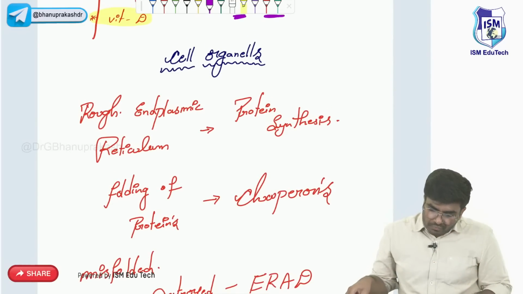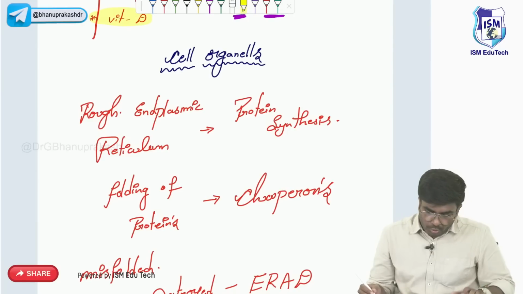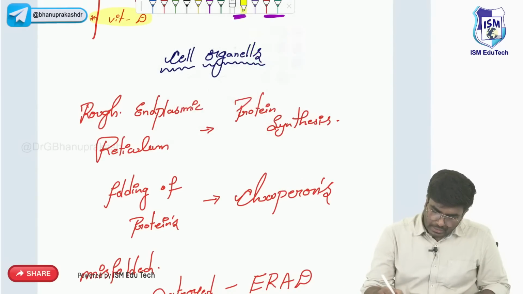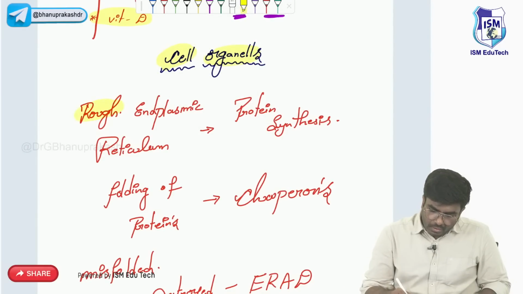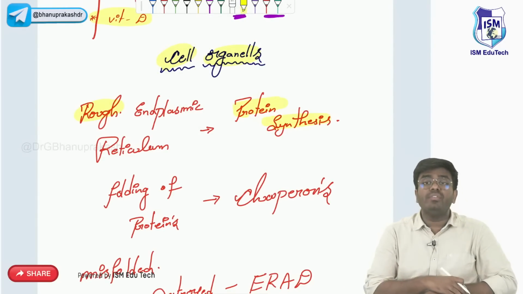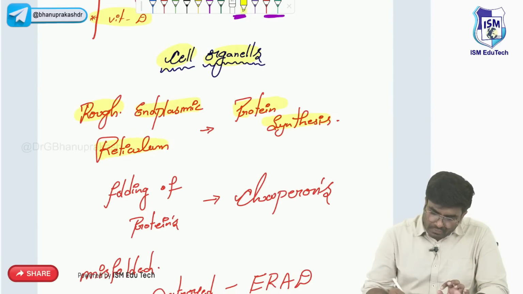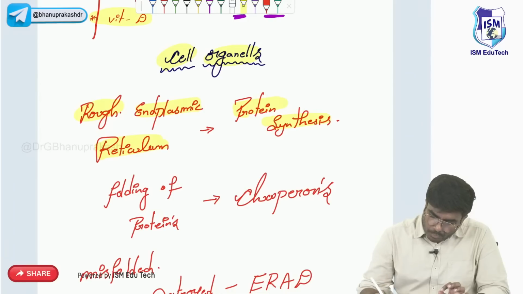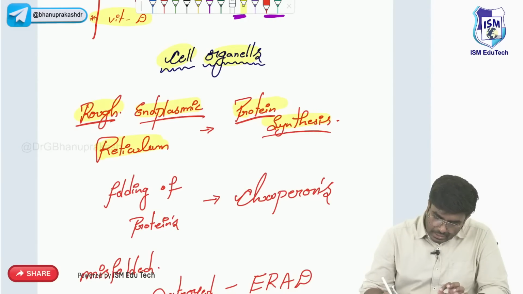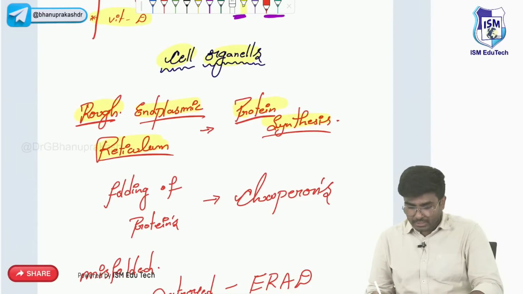Now after this, one single important point which I want you to know regarding the cell organelles, guys. Protein synthesis is under the control of which cell organelle? Direct question, lots of times asked. It's under the control of the rough endoplasmic reticulum. So protein synthesis is under the control of rough endoplasmic reticulum.